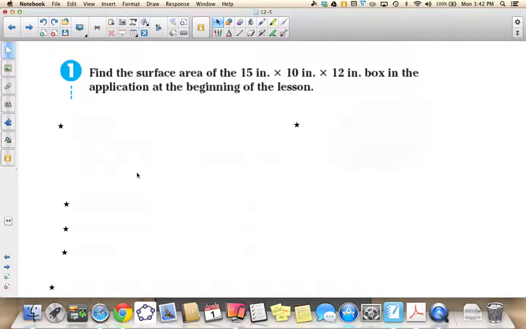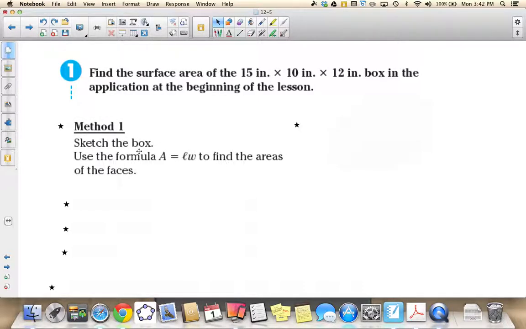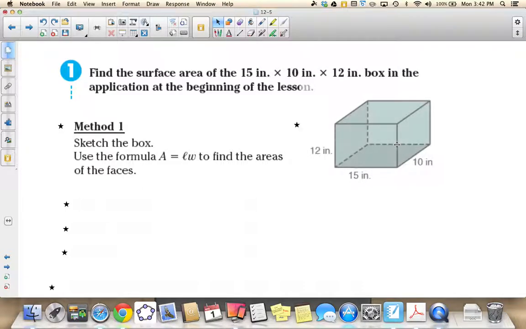Okay, let's go to the first example. Find the surface area of a box that measures 15 inches by 10 inches by 12 inches. Method 1: sketch the box, and this is how the box looks, 12 inches by 15 inches by 10 inches. We will use the formula length times width to find the areas of the faces.